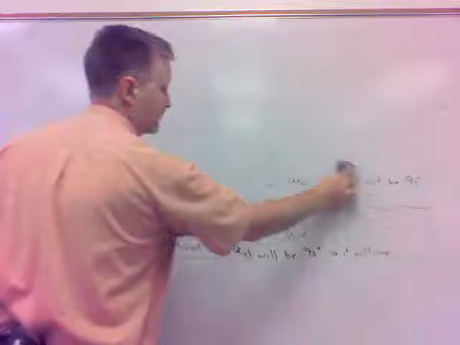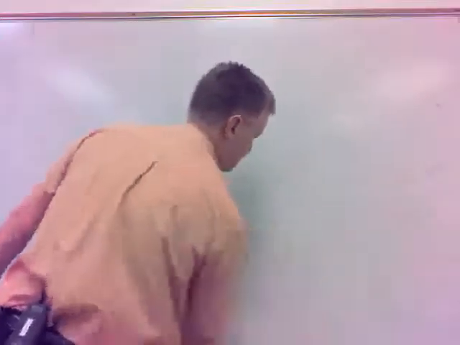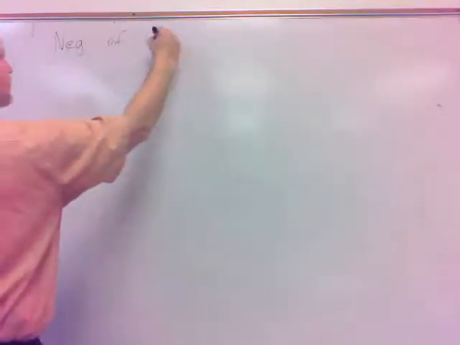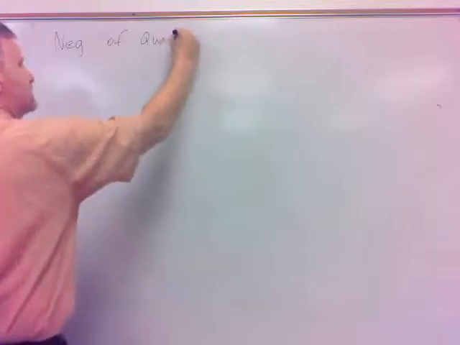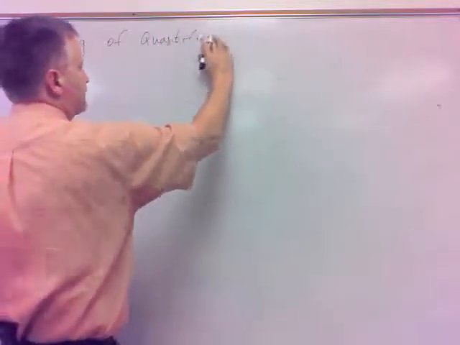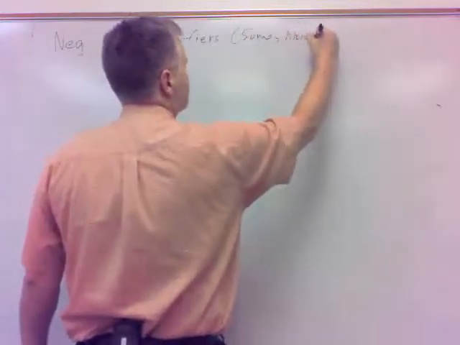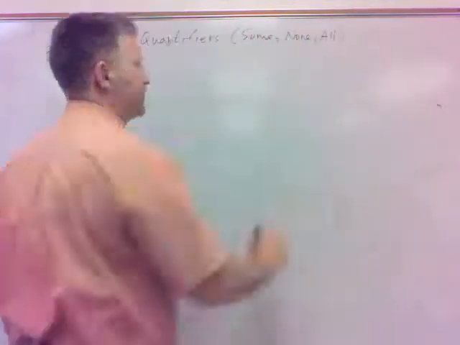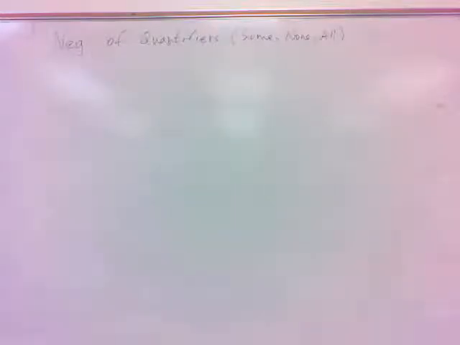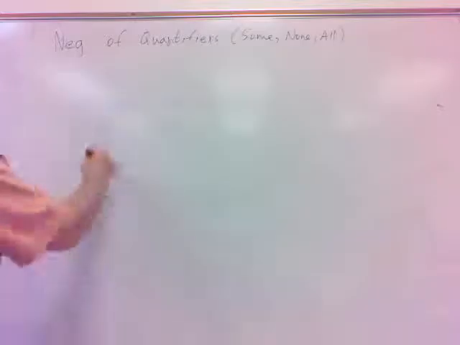All right, so negations of quantifiers is what I want to mention to you next here. Words like some, well, none, all. Those are the three we'll mainly hit here. Negating those guys. For example, if I said, all dogs have fleas.